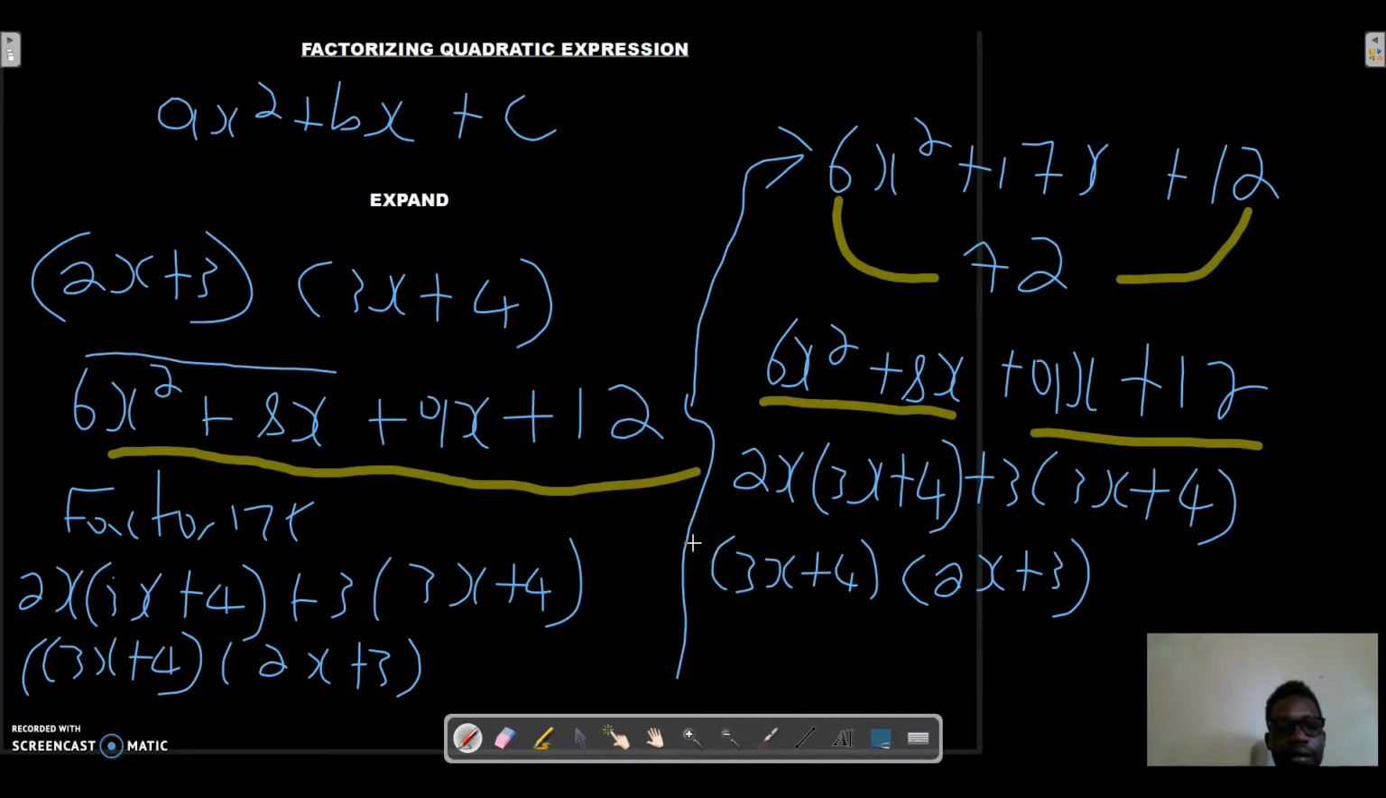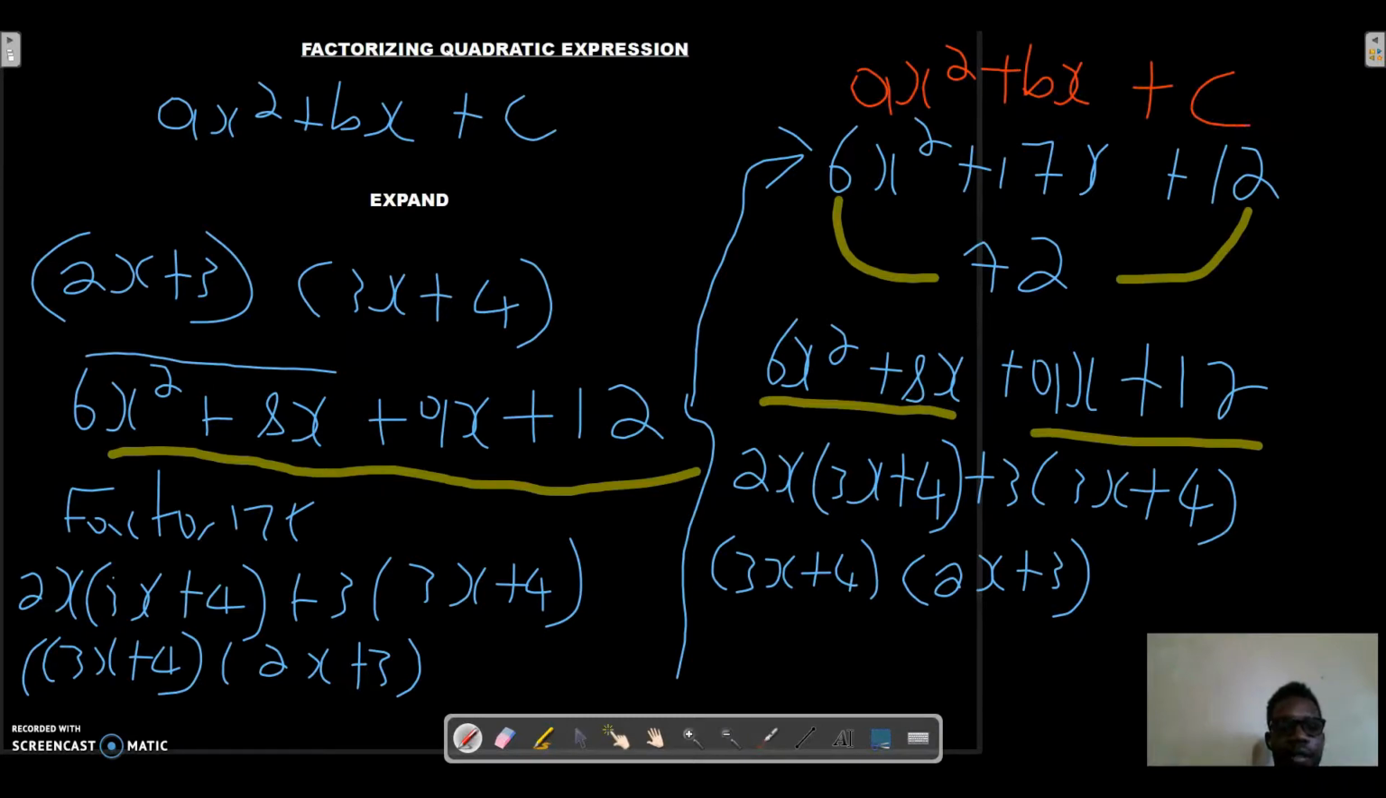So with that said, what we try to do now is generalize this, because this is just one question. And in order for me to develop this concept, I would have to do a series of questions. So we generalize this. So let us say we have, let me change the color here, ax squared plus bx plus c.